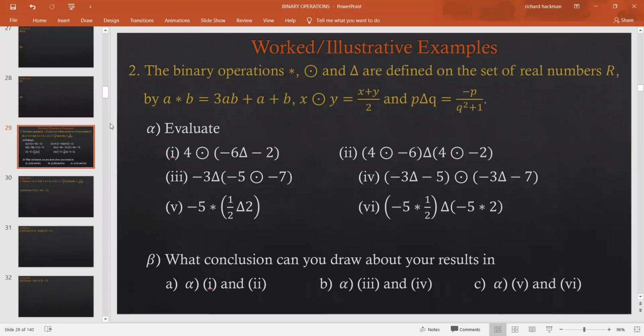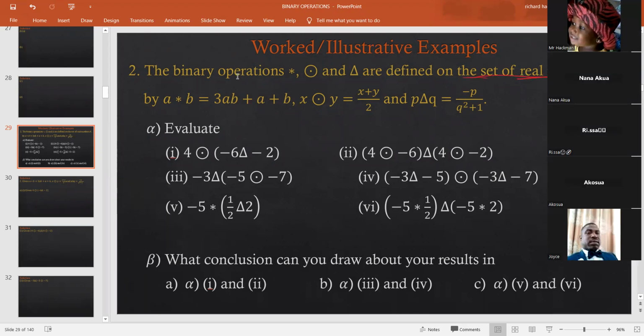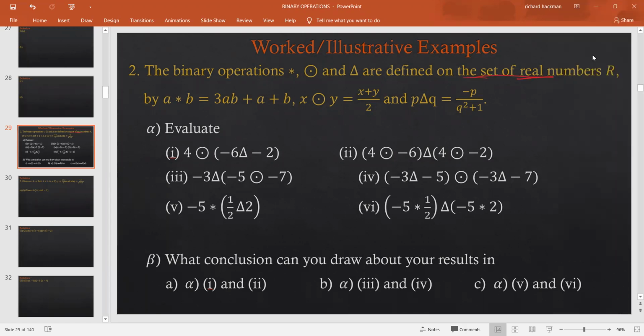So here, let's see the number of operations. The binary operations, star, circle, dot, delta. So we have 3 operations defined on a set of real numbers. So it means all the operations are defined on a set of real numbers. Is my point well made? So you underline that. So we are going to extract all the operations here with their rules.